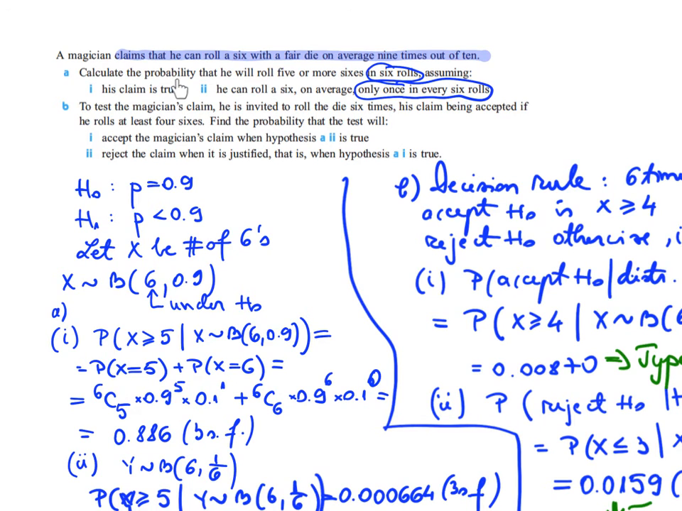In part II, he says that he can roll a 6 on average only once in every 6 rolls. So the distribution changes. We just roll the die 6 times, and that's the probability of success we are looking for. And that's the new probability asked on the new distribution. Question B, maybe you noticed, in part I you are asked about the type 1 error without it being named as type 1, and in part II, you are asked about the type 2 error without it being named as a type 2 error.